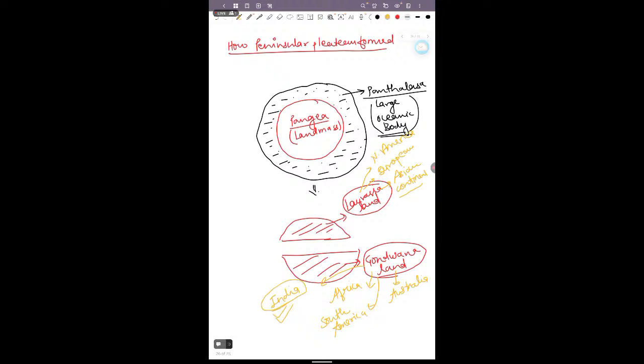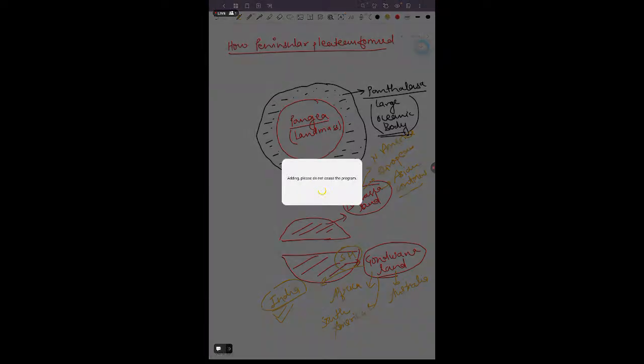So as we know, if we talk about India's present location, India is currently located in the northern hemisphere, but India is an original part of the Gondwana land, that is the southern hemisphere part. So let's understand how India became part of the northern hemisphere.